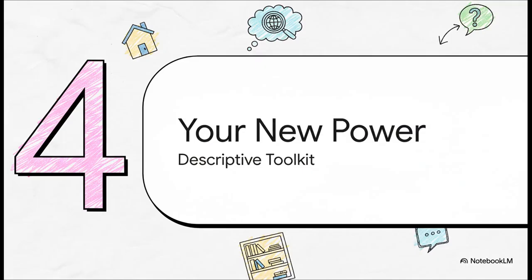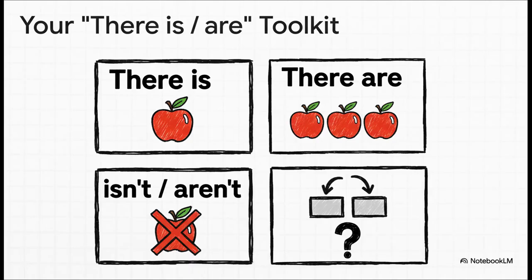So let's just zoom out for a second and look at what you've just learned. This isn't just a boring grammar rule. Think of it as your brand new toolkit for describing absolutely any place you want. The entire system really just boils down to these 4 simple ideas. There is, for one thing. There are, for many things. You just add not for the negatives, and you swap the words to ask a question. That's the whole game right there.